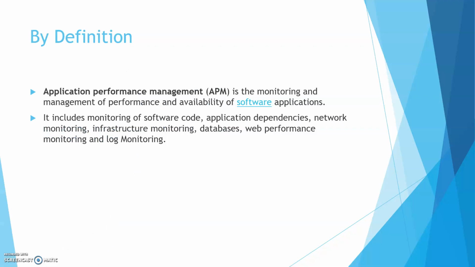Okay. By definition, APM stands for Application Performance Management, and it is used to monitor and manage performance and availability of your software application. Software application can be a desktop application, it can be a mobile app, or it can be a web application. It includes monitoring of your software code, application dependencies, network monitoring, infrastructure monitoring, databases, web performance monitoring, and log monitoring.